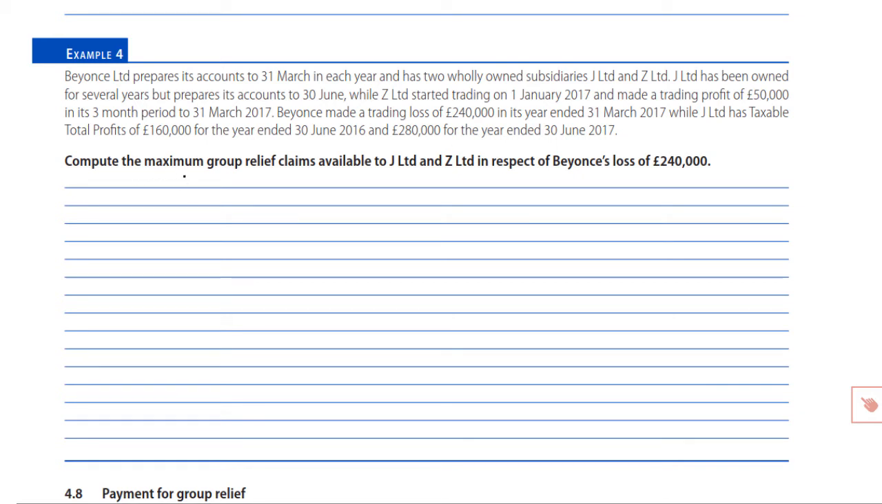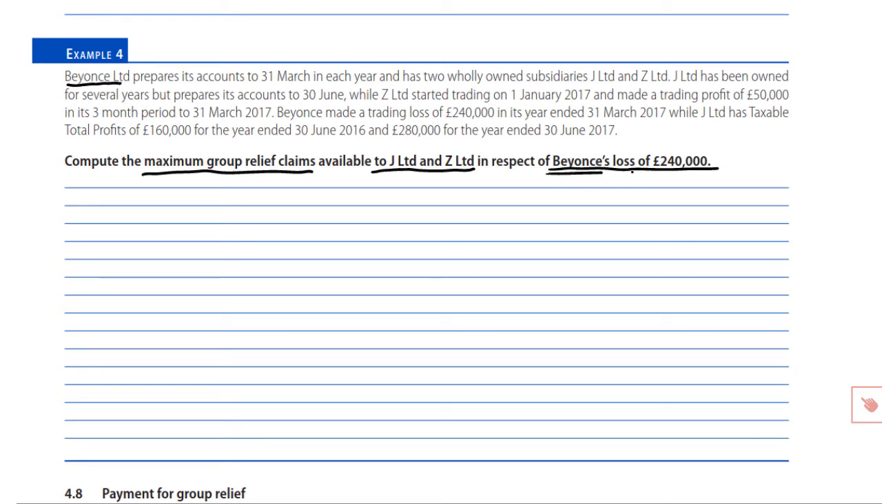The requirement: compute the maximum group relief claims available to J Limited and Z Limited in respect of Beyoncé's loss. I suppose I said J Limited and Z Limited, I guess I should have said there, but J Limited and Z Limited in respect of Beyoncé's loss of £240,000. Okay, what's going on?